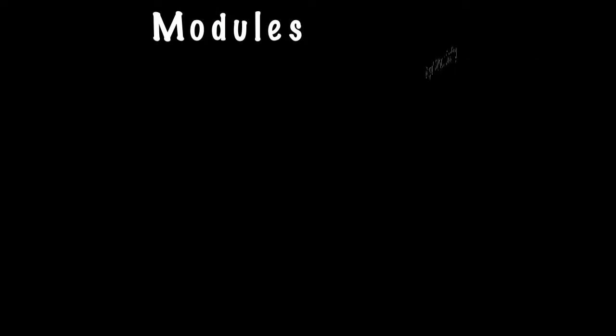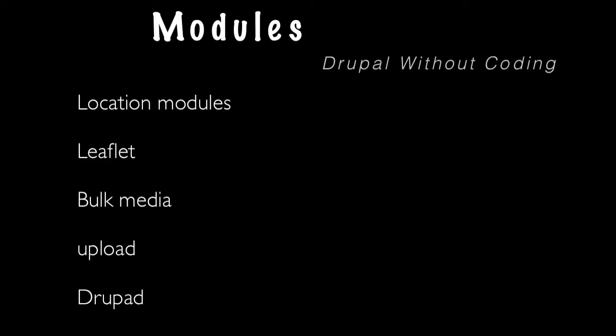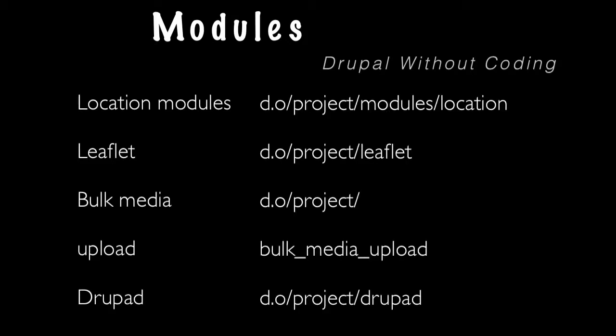Just quickly, how can you find some of the modules that I've used for this? If you are into any location-based modules, have a look at drupal.org/project/modules/location. You can find a lot in there. That's actually where I started looking for all these geo modules. This is great. The actual leaflet module is at /project/leaflet.